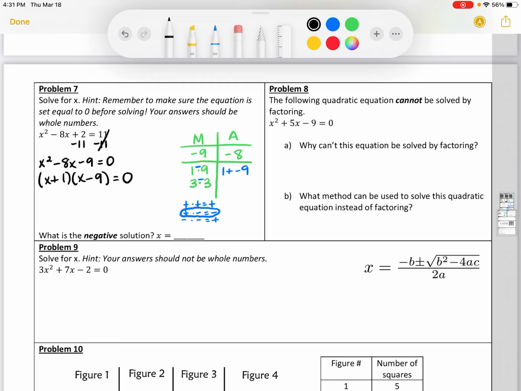Now we still have to do our solving step, so we set each factor equal to 0 and solve. So I set x plus 1 equal to 0 and x minus 9 equal to 0.